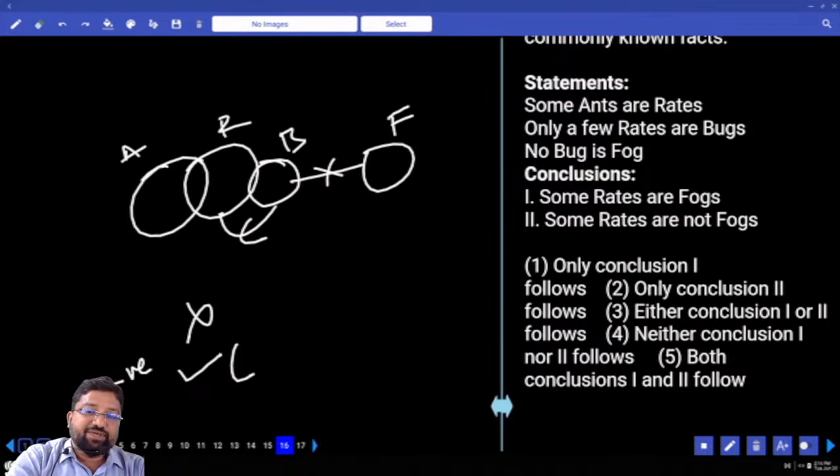Around rats, can you draw frogs? Why? If you draw frog around rat, what will happen? Bug and frog will touch each other. This is not supposed to be done. So what's the answer?